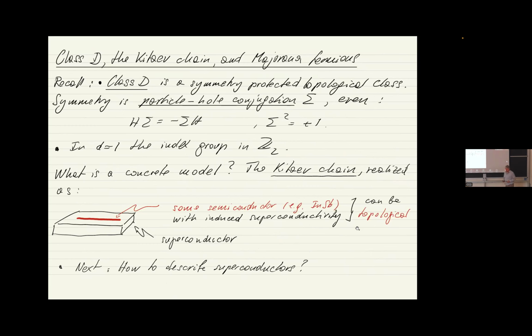This is page 1. It says class D there in the title, and the Kitaev chain and Majorana fermions. So I hope that people from Naples in the audience would find it appropriate to say something about Majorana.